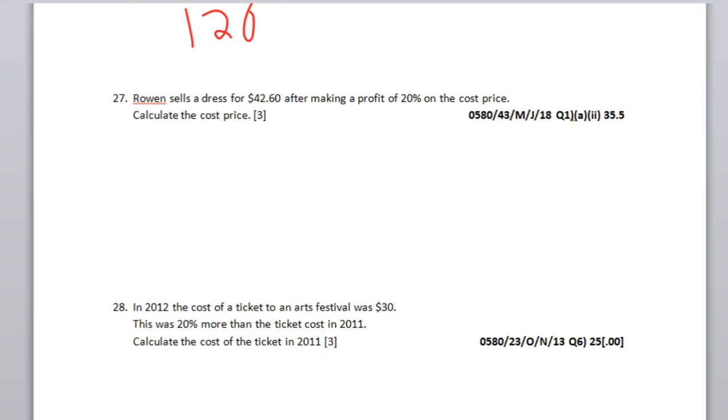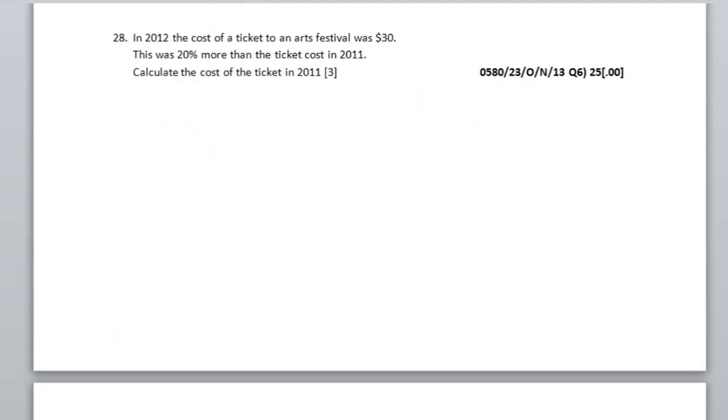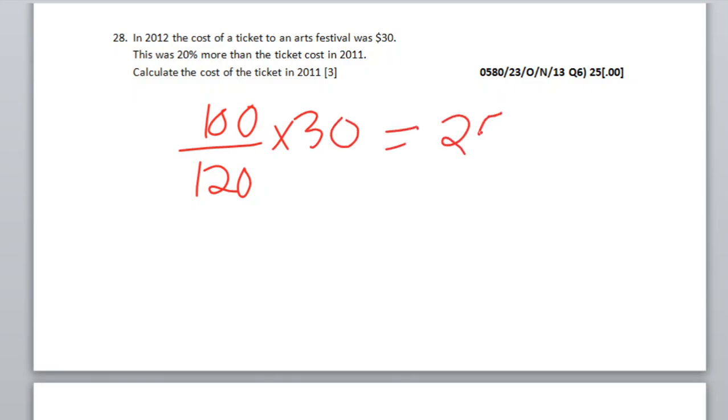Question number 27. Roman sells a dress for 42.60 after making a profit of 20% on the cost price. Calculate the cost price. So reverse percentage. 100 over 20% profit, which means 120 times 42.6, which gives us 35.5. Question number 28. In 2012, the cost of a ticket to an art festival was $30. This was 20% more than the ticket cost in 2011. Calculate the ticket cost in 2011. So reverse percentage again. 100 over 120 times 30, which gives 25.